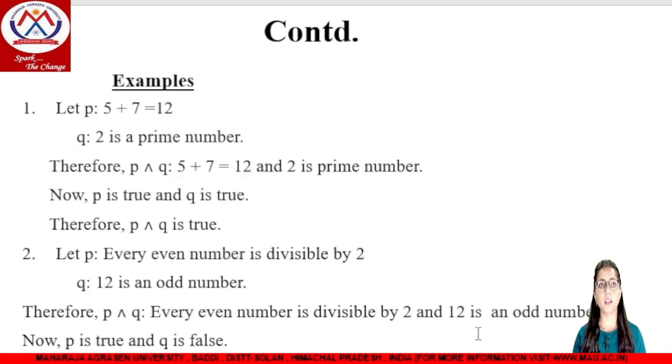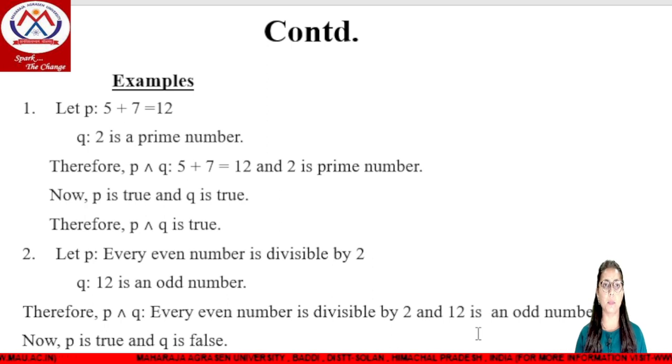Now let us see some more small examples based on it. Here again I am taking two statements. In example number 1, P is the statement 5 plus 7 is equal to 12 and Q is 2 is a prime number. Now take its conjunction. How can we take its conjunction? P and Q: 5 plus 7 is equal to 12 and 2 is a prime number. Now P is true and Q is also true, and its conjunction is also true here because both the statements are true.